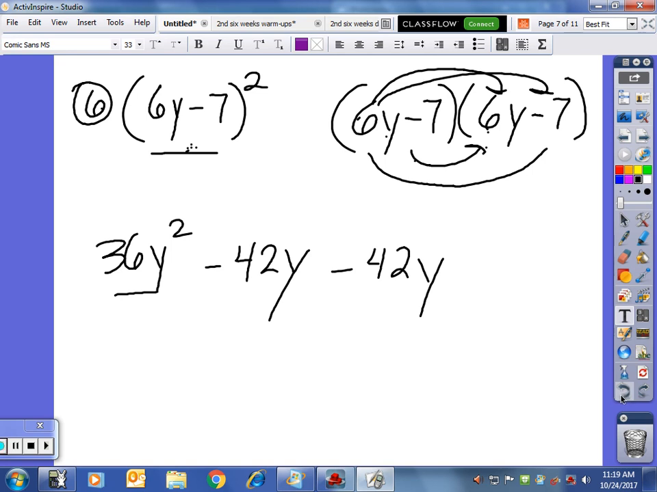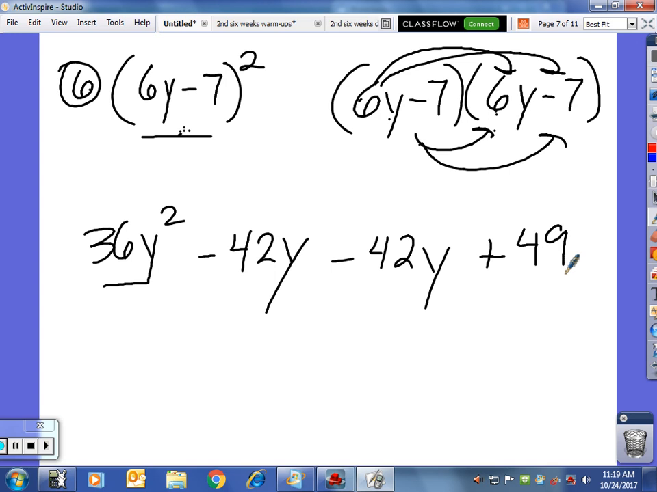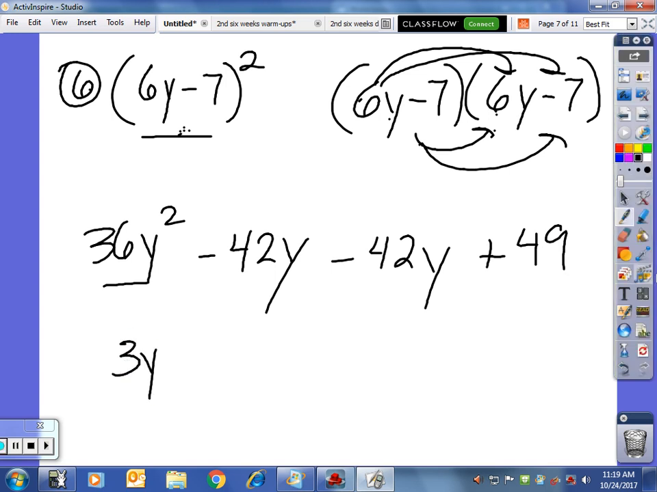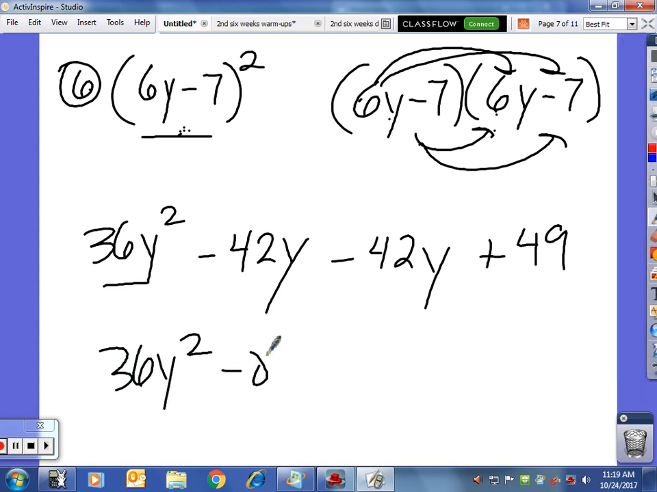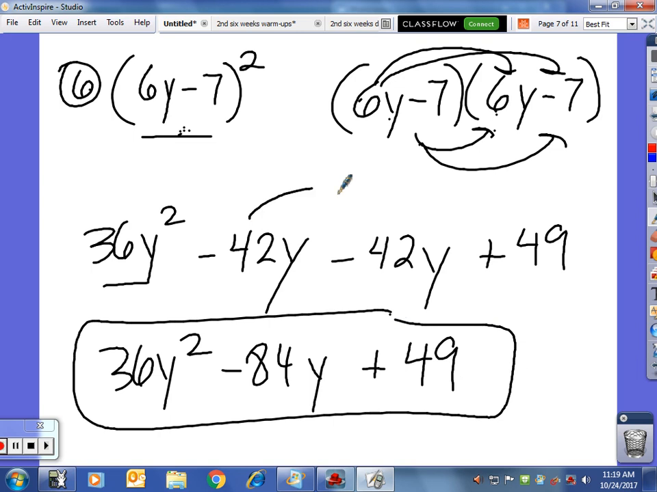Where are you getting 84? Negative 7 times negative 7 is positive 49. And yes, you will need to simplify it. So 36y squared minus 84y plus 49. Negative 42y and negative 42y make negative 84y's in the middle. Take a look at the board.